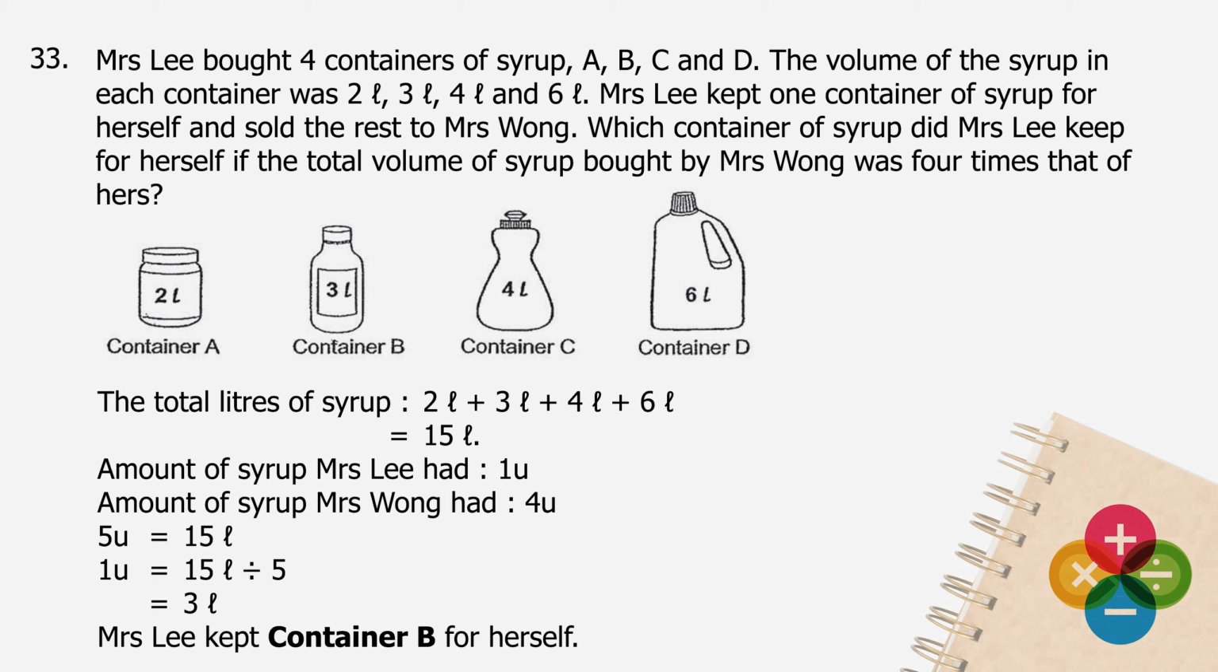5 units is equal to 15 liters. 1 unit will be divide 15 liters by 5, and the quotient is 3 liters. Mrs. Lee kept container B for herself.